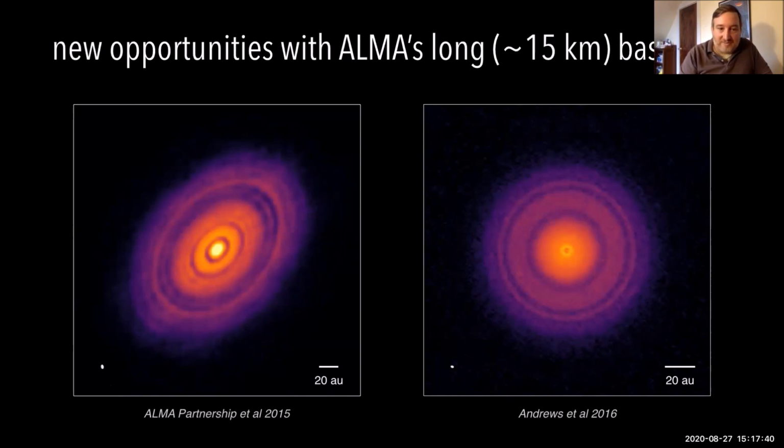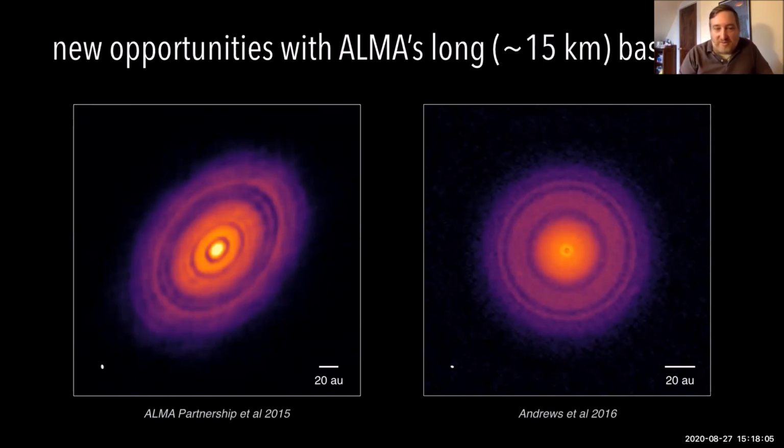So the disk on the left is the famous HL Tau, which was observed as part of the campaign to test and calibrate long baseline data by ALMA. And I would say at some level it was sort of serendipitous. We hoped we'd see some interesting things, but we didn't really know what to expect. On the right is the image of TW Hydrae that we observed the following fall.